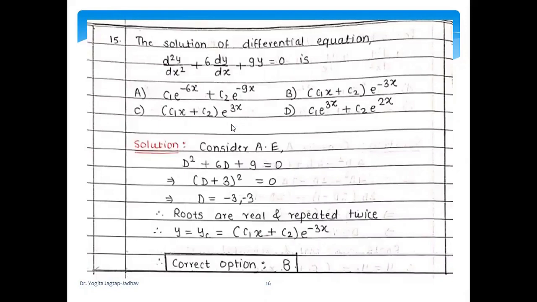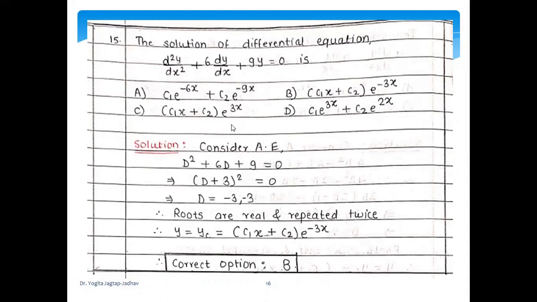Now in example number 15, the solution of differential equation d square y by dx square plus 6 dy by dx plus 9y equal to 0 is. Here the auxiliary equation is d square plus 6d plus 9 equal to 0. It is the square of d plus 3. Therefore, when I compare d plus 3 equal to 0 two times, we have d equal to minus 3, minus 3 as roots which are real and repeated twice.